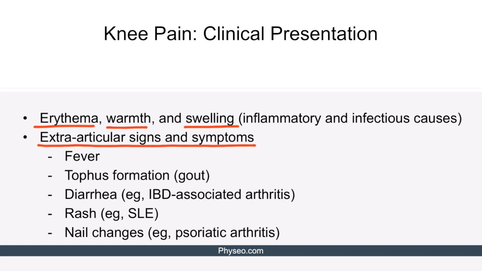Extra-articular signs and symptoms depend on specific causes of knee pain. Fever may accompany knee pain in inflammatory and infectious etiologies and in systemic diseases. Tophus formation is pathognomonic for gout.